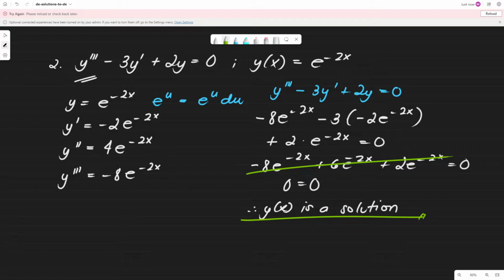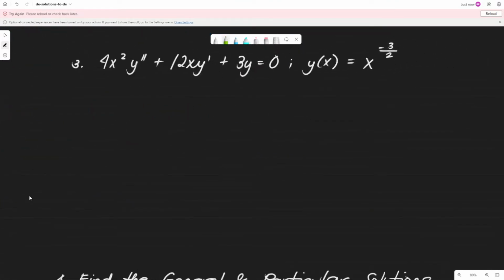Ayan. Okay, so I hope you guys got it. Madali lang yan, substitute lang. As long as tama yung pagkuha natin ng derivative, wala tayong magiging problema. Okay, next example. So we have here our third example.